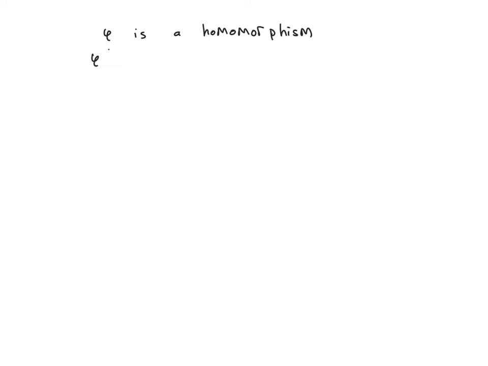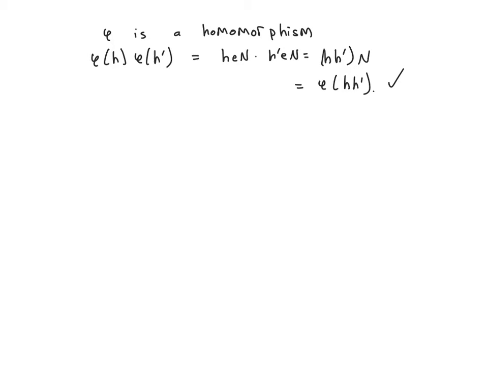So look at phi of a product. Well, by definition, that is going to be hn times h'n'. Well, that's just by definition of multiplication, h'n. But that's exactly what we're going to get from phi of h times h'. So we are a homomorphism.